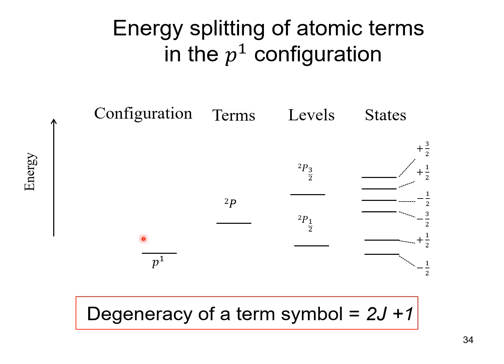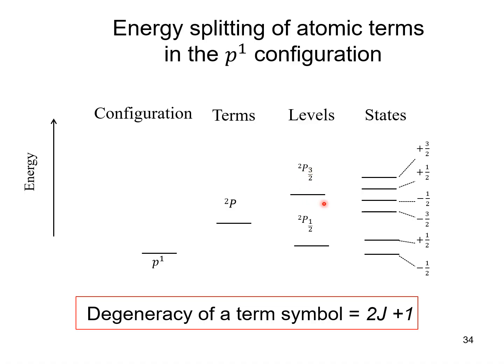The energy splitting of atomic terms in the one electron in p configuration can be illustrated using the energy diagram here, where initially we have only one electron in the p orbital, so we do not know their respective energy when just one electron stays in the orbital. After that, we consider the effect of the multiplicity, so we have the term of doublet P. The doublet P term can be further split into their respective energy levels after considering the spin-orbit coupling effect. So we have doublet P 1 over 2 and doublet P 3 over 2.